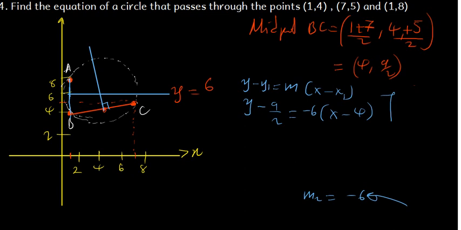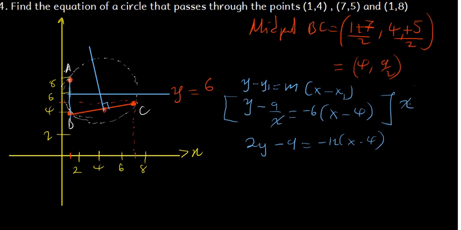Now let's just make sure that we don't have a fraction here. We can multiply by 2, so that is going to give us 2y, then this 2 and this 2 are going to cancel out. That will be minus 9, and that will be equal to 2 times negative 6, which is negative 12, times x minus 4. So we go on and do the simplification. That is going to give us 2y minus 9 is equal to negative 12x plus 48.